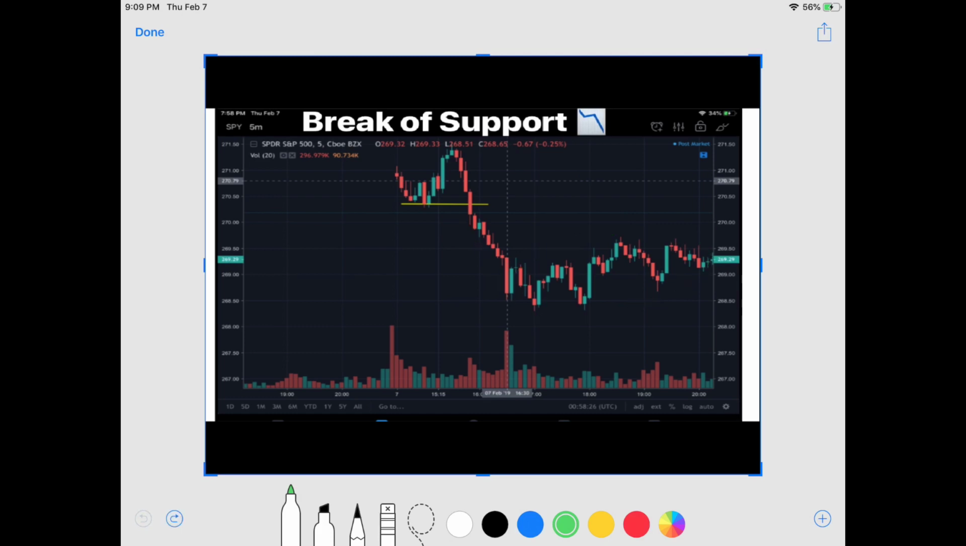Plus, you would do a put option during breaks of support and do a call option on breaks of resistance.